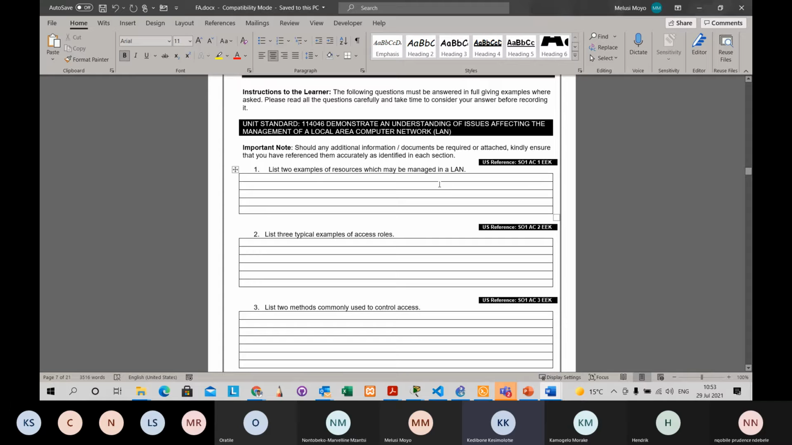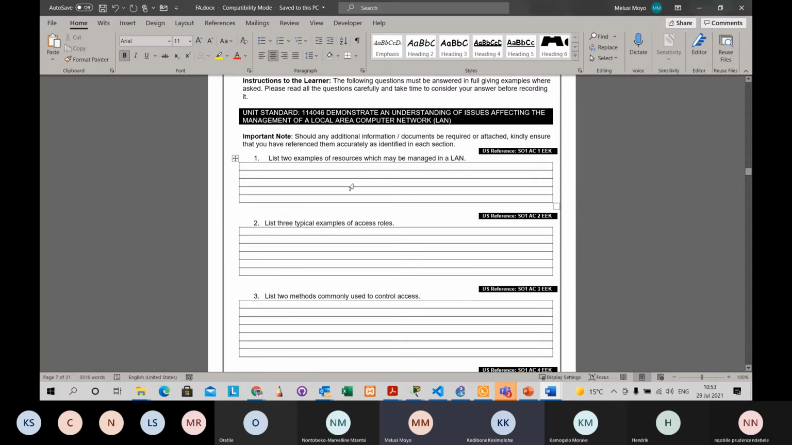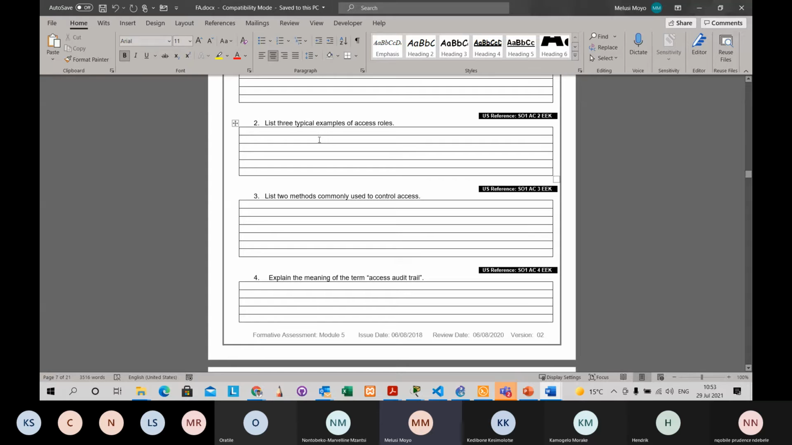Oh, Melissa, a router. Yeah, that's a router, right? What else? Yes, a printer. So those are all the devices. Next: list at least 3 typical examples of access roles.